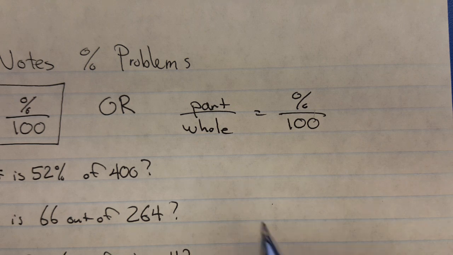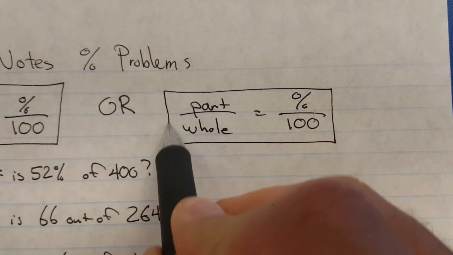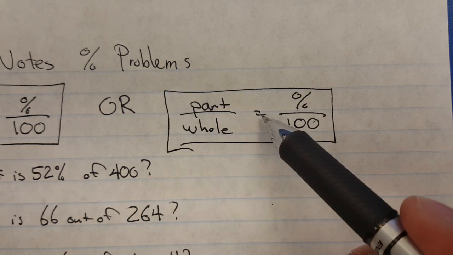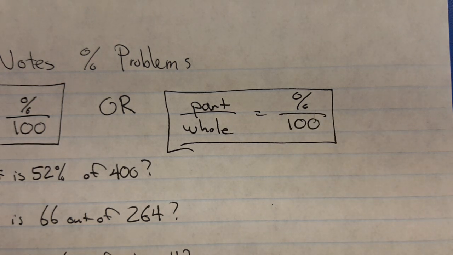If it's a story problem, stick with this setup. You take the part over the whole and set it equal to percent over 100.